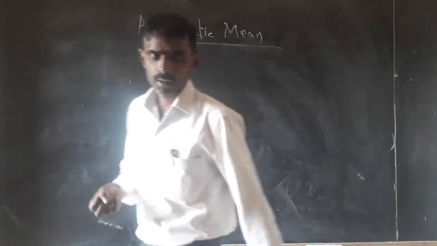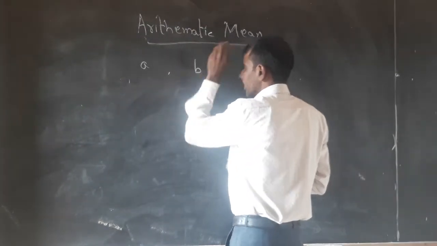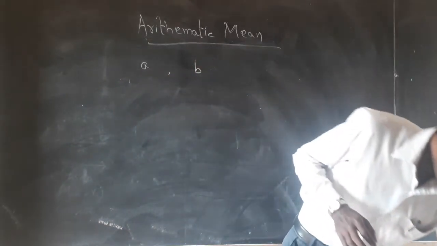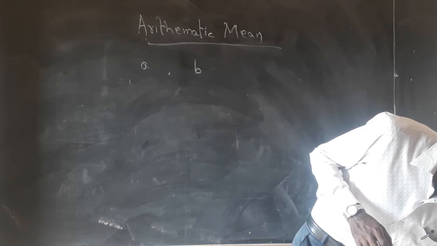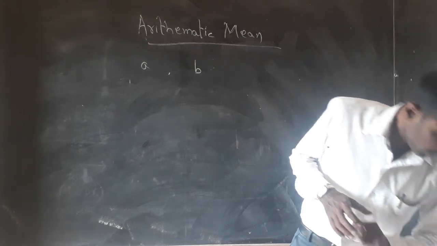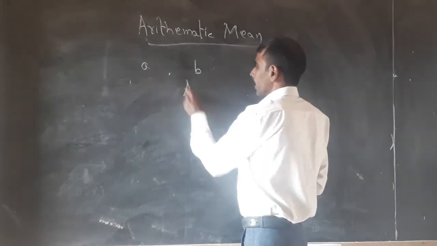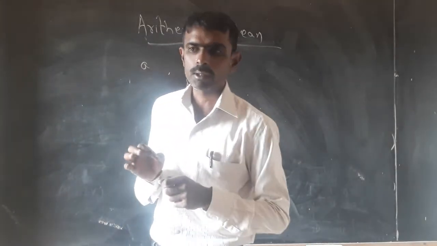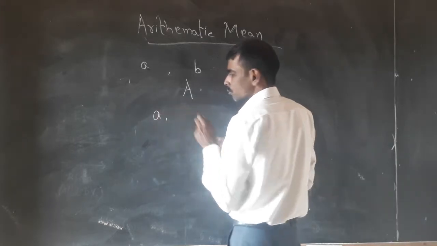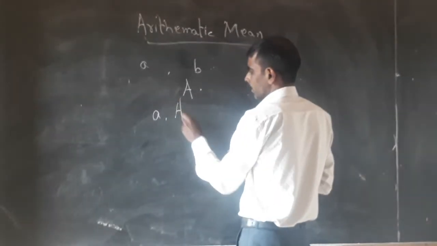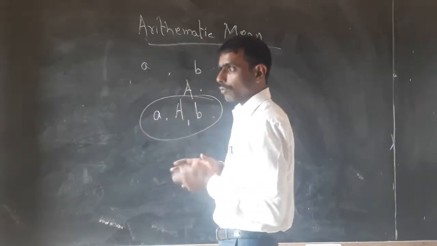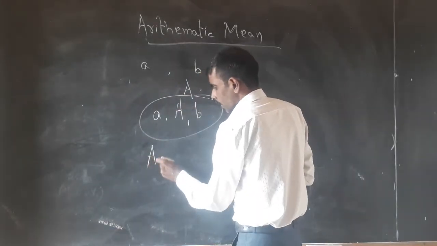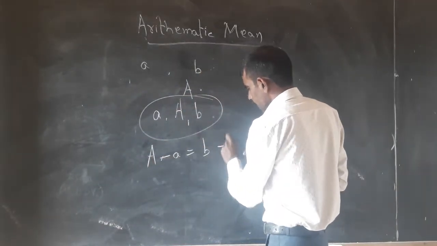Now let me consider any two numbers a and b. In between those two numbers, I can insert a number A such that these three numbers a, A and b form an arithmetic progression. That is, A minus a will be equal to b minus A.